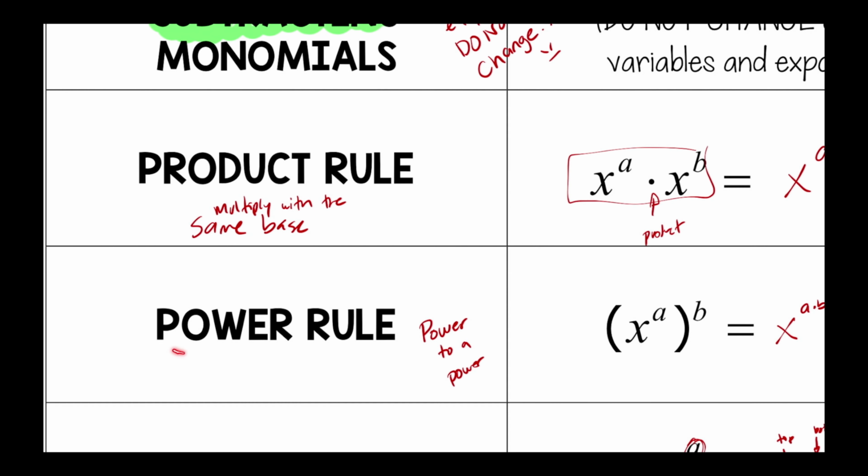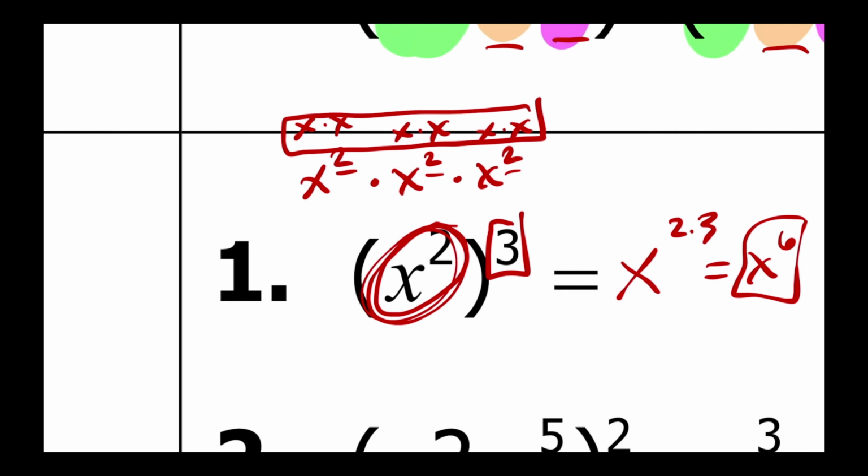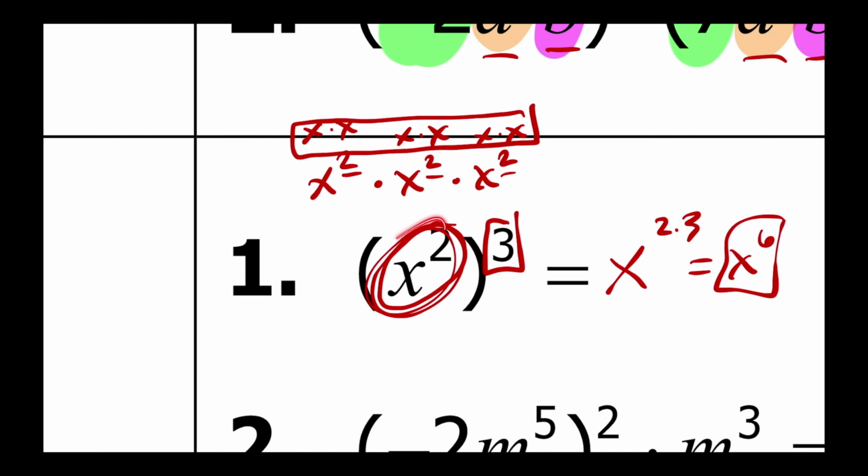Next, we learned the power rule. So now we only have one base to a power, but then that whole thing is raised to another power. So we have power to a power. What do we do to those exponents? What's the shortcut? The shortcut is just to multiply them. And why? Because x squared to the third means I have x squared 3 times. x squared is 2 x's, 2 x's, 2 x's. So if I have x squared 3 times, that means I have x to the 6th, 6 x's. So you multiply them.